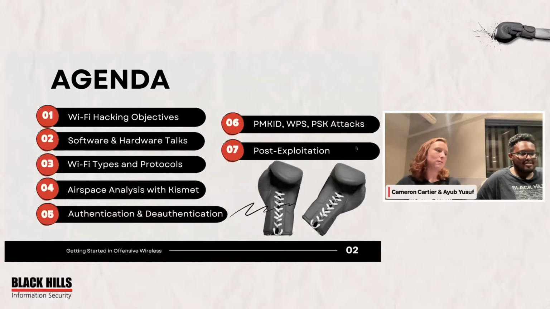All right, so the agenda for today: we're going to talk about Wi-Fi hacking objectives, what you are looking for as a Wi-Fi tester. After that, we'll jump into hardware and software, talk a bit about antennas, go over some Wi-Fi and protocols, and then do some looking at the airspace with Kismet. If after all of that, you're still here with us, we will talk about some attacks, including authentication and deauthentication, and some more fun stuff. And then if there is time, we will go into post-exploitation and some WPA enterprise stuff.